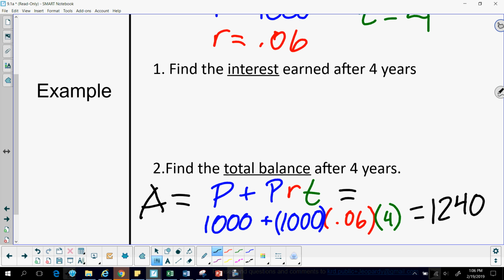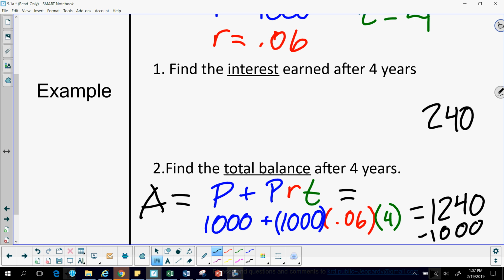How much extra money did they earn from when they started? What did they start with? 1,000. They started with 1,000, so they've added what, Michael? They've added 240. How did you figure that out? Subtract 1,000. And you ended up with 240, right?